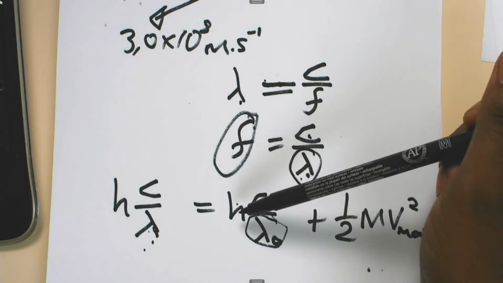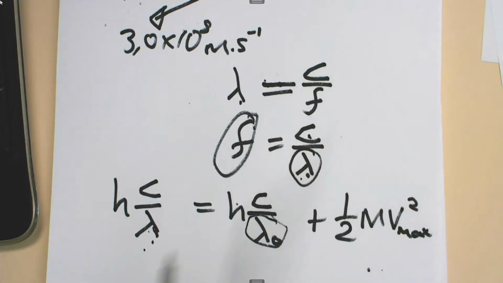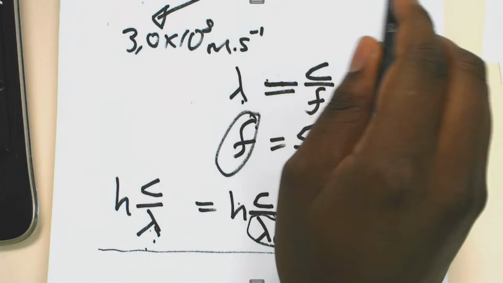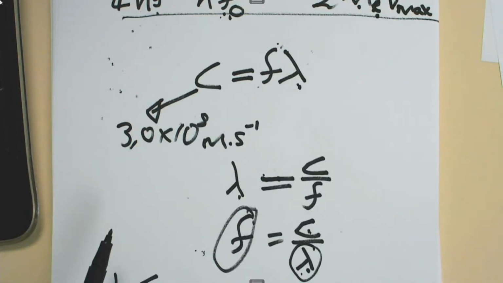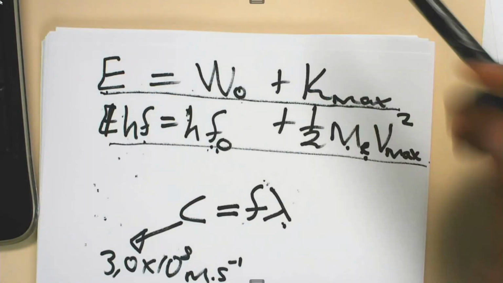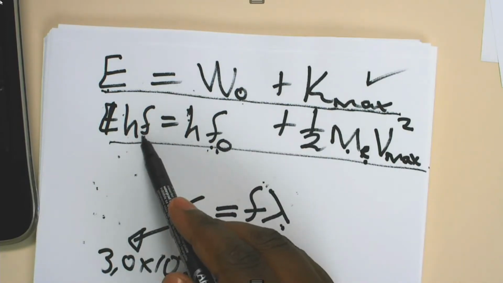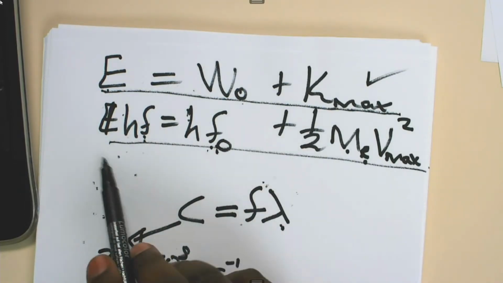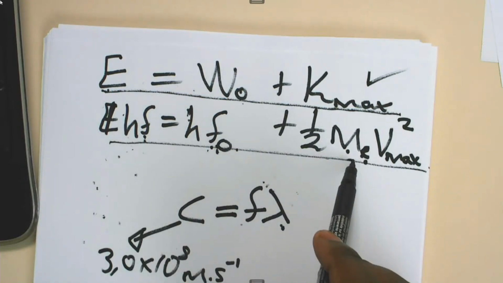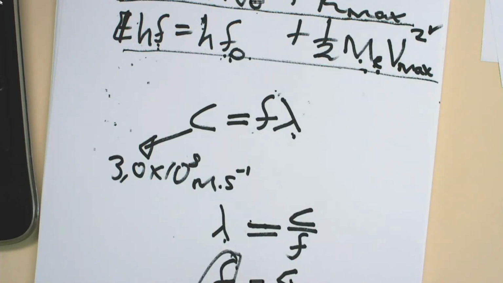When you do that, you will have hc over lambda naught plus half mv squared. I am expressing this formula in different ways because we do not know what the examiner will assess us on. Maybe they might give us the energy of the photon and the work function. Then it will be easy for us to use this formula to do our calculation depending on what has been asked from us. Or the examiner might give us the frequencies. If we are given the frequencies, then we can use this expression to do whatever calculation will be required from us.